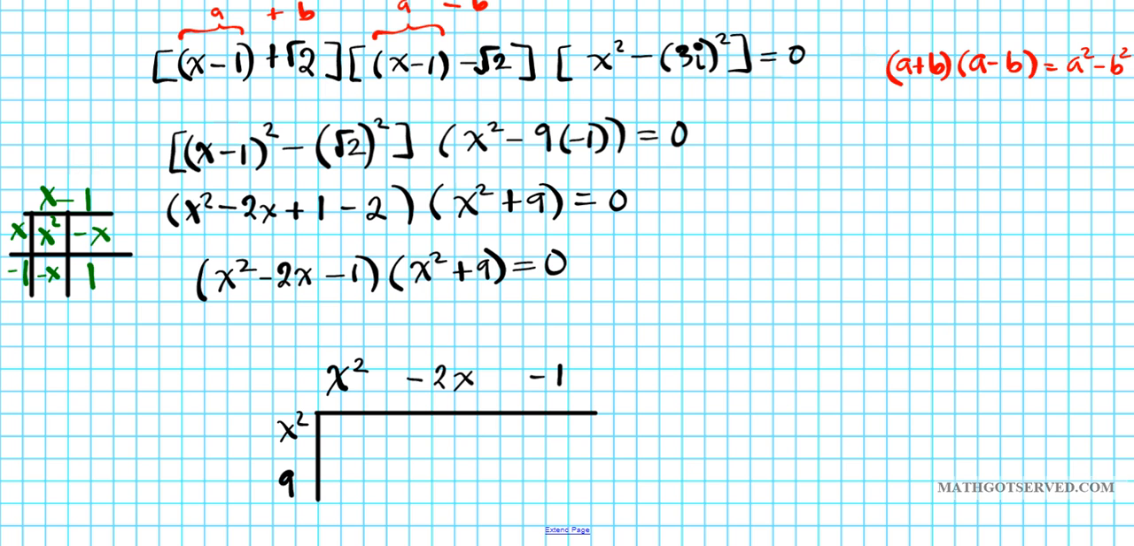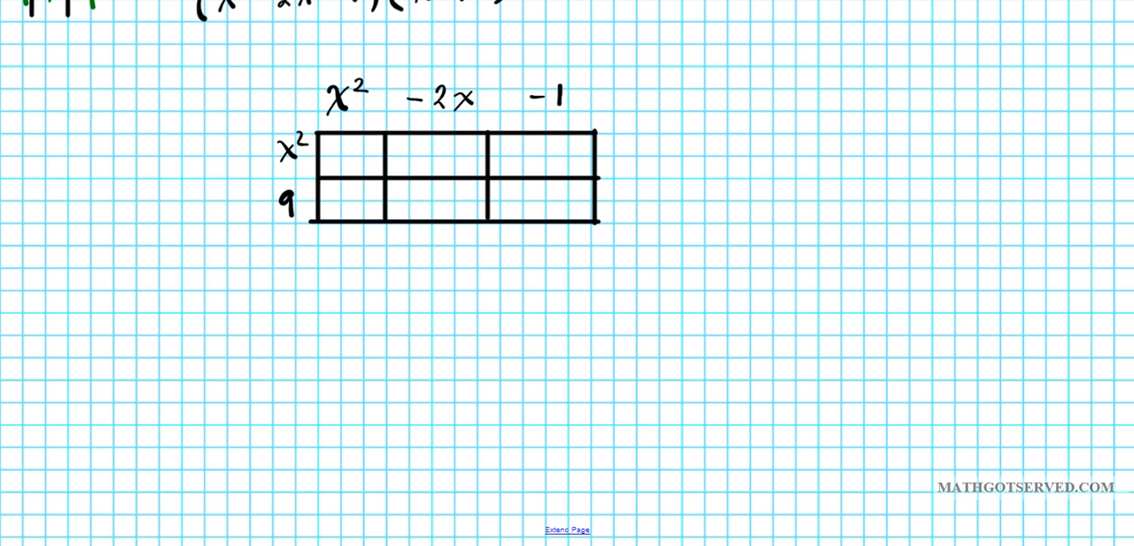Now we're going to proceed to multiply after I complete my box. This is kind of like a multiplication grid. So the first column is the squares column, the second column is the first degree column, and then we have the constant column on the right. Now let's multiply. x squared times x squared is x to the fourth. x squared times negative 2x is negative 2x to the third. Negative 1 times x squared is negative x squared. x squared times 9 is 9x squared. Negative 2x times 9 is negative 18x. Negative 1 times 9 is negative 9.